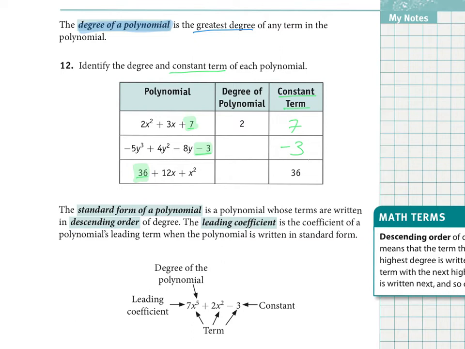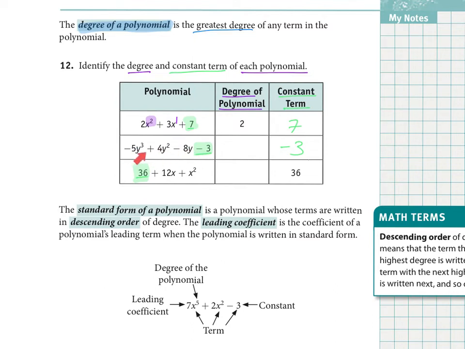So now, here's the fun part. We're looking at the degree of the polynomial. That means what's the highest exponent. So we have to look at all the exponents. So I have an exponent of 2. Technically, I have an exponent of 1 I could put there, right? So the highest out of those is going to be 2. So the degree of my polynomial is 2.